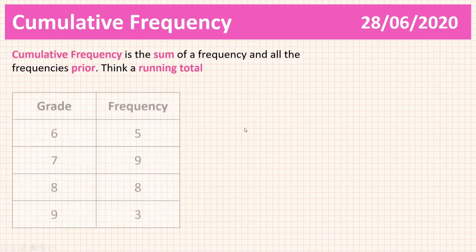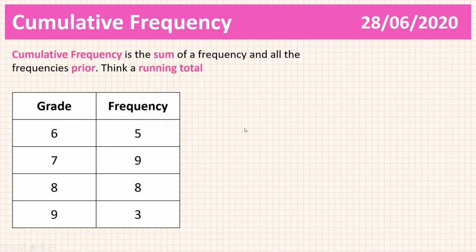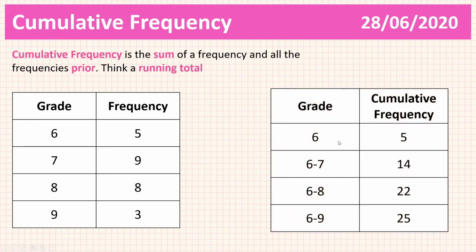So for example, here's a regular table that we have, and as you can see, it's just the grades of a class and then the frequency of those grades appearing. So 5 people got a 6, 9 people got a 7, 8 people got an 8, and 3 people got a 9. That's a regular frequency table. Now, a cumulative frequency table would look something like this, where the categories have changed. So it's grade 6, then it's grade 6 to 7, grade 6 to 8, grade 6 to 9. And the cumulative frequency comes from the other table.